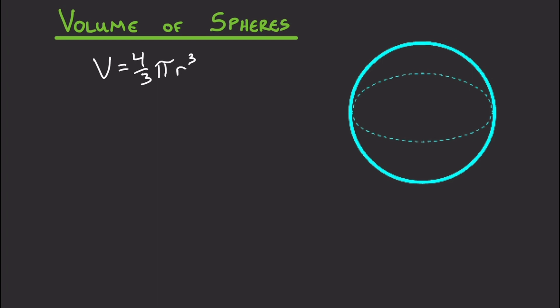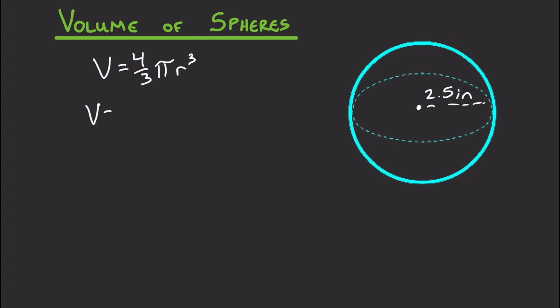So let's look at an example. In our first example, let's say the radius is about 2.5 inches. That's all the measurements we need in order to find the volume of the sphere. So let's go ahead and plug it into our formula.